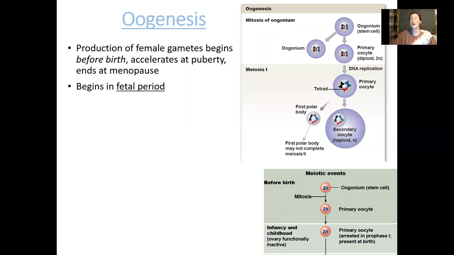So it begins in the fetal period. And so we don't have to have a barrier between the soon-to-be gametes and the rest of our cells, because our immune system develops being able to look at these, right? So they have started well before.